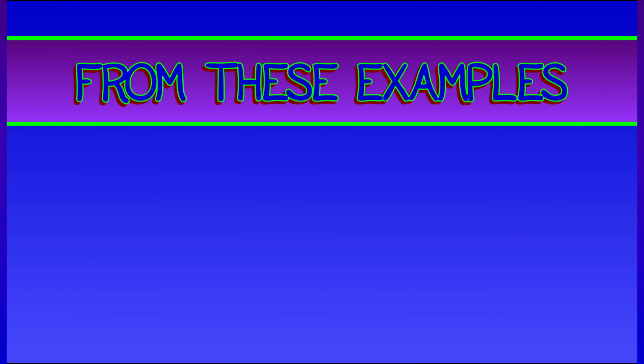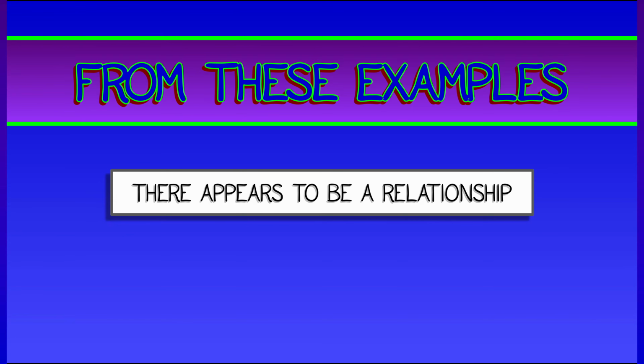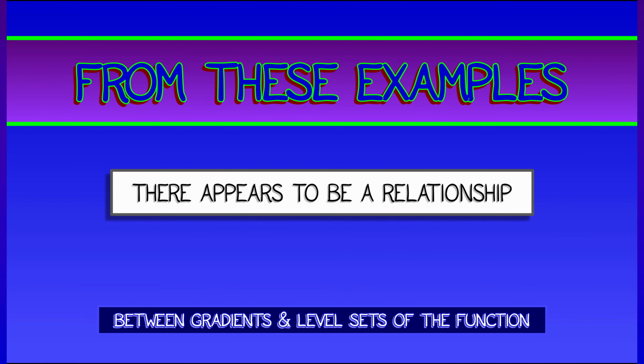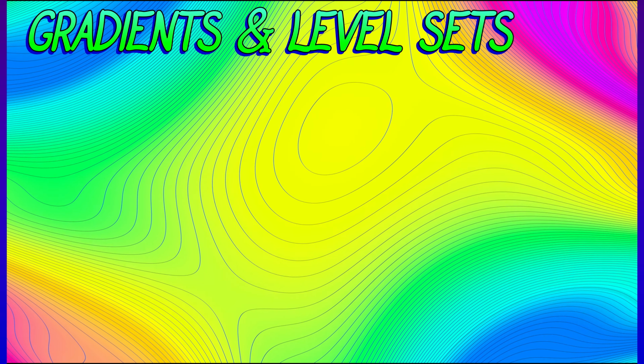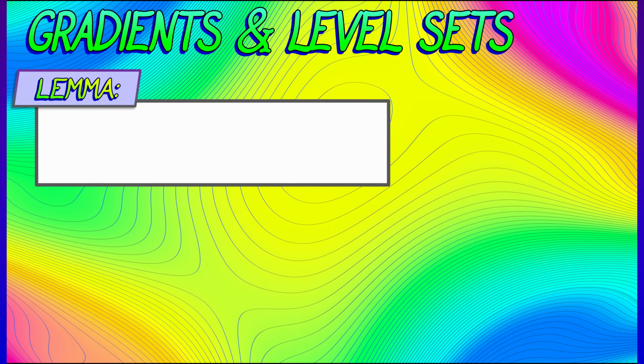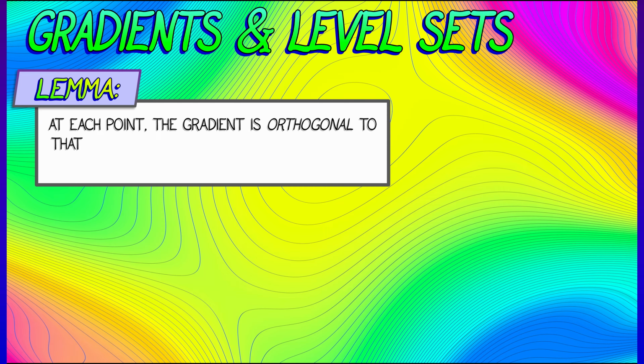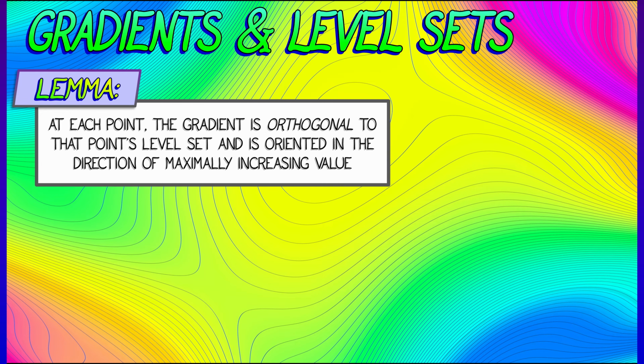Now, from these examples, there certainly appears to be a relationship between gradient vectors and level sets of the functions. And we're going to express that in terms of a lemma, a formal lemma that says the following. At each point, the gradient vector is orthogonal to that point's level set and is oriented in the direction of maximal increase of the function. Okay, what does that mean?